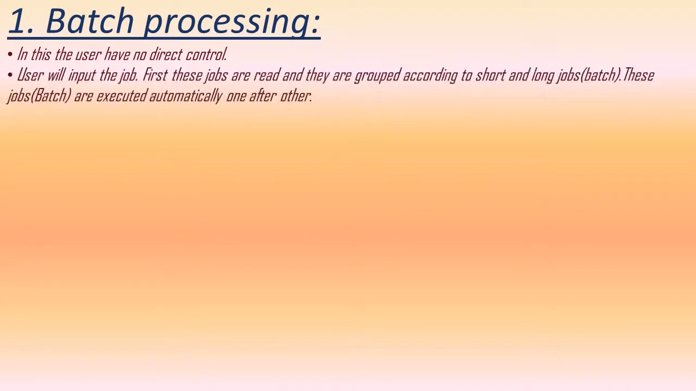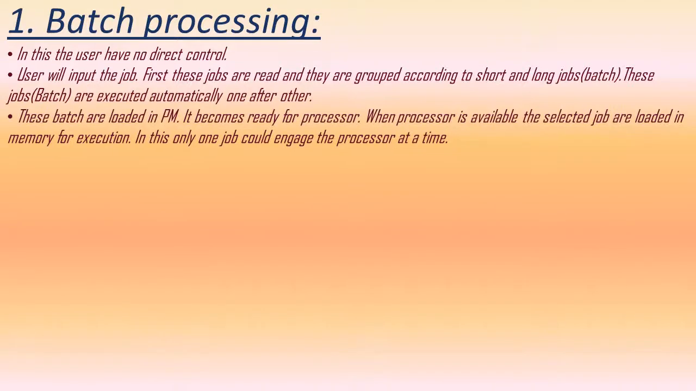In that, first is about batch processing. In this, the user has no direct control. The user will input the job. First, these jobs are read and they are grouped according to long and short jobs. These jobs are executed automatically one after the other. These batches are loaded in primary memory. It becomes ready for the processor. When the processor is available, the selected job is loaded in memory for execution.